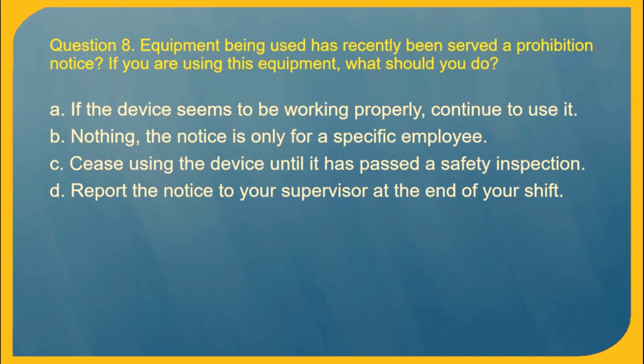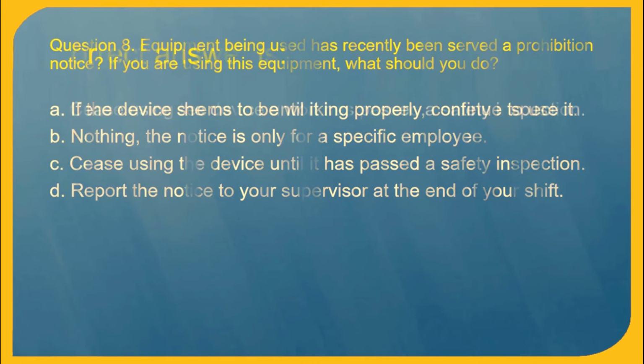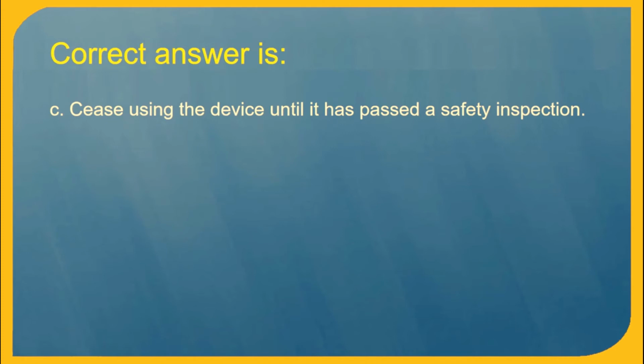Question 8. Equipment being used has recently been served a prohibition notice. If you are using this equipment, what should you do? A. If the device seems to be working properly, continue to use it. B. Nothing, the notice is only for a specific employee. C. Cease using the device until it has passed a safety inspection. D. Report the notice to your supervisor at the end of your shift. Correct answer is C. Cease using the device until it has passed a safety inspection.